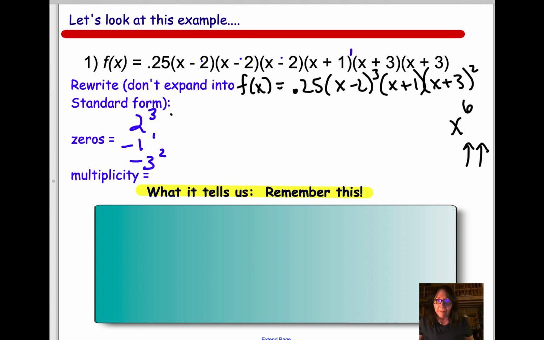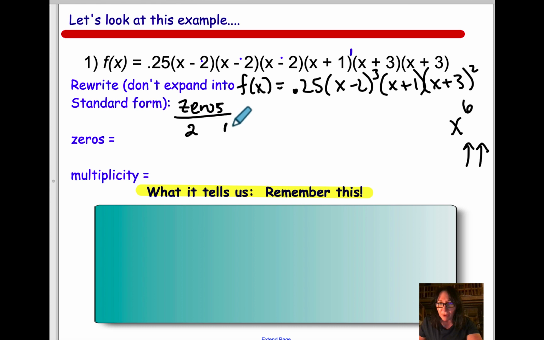So I'm going to write it a little differently because this is how I want you to write it for me on the quiz and the test. So I'm going to say, what are my zeros? I'm going to put that at the top, and then I'm going to put a line under that. And you're going to say 2 with a multiplicity of 3. And because it's an odd multiplicity, my graph is going to cross or intersect the x-axis.